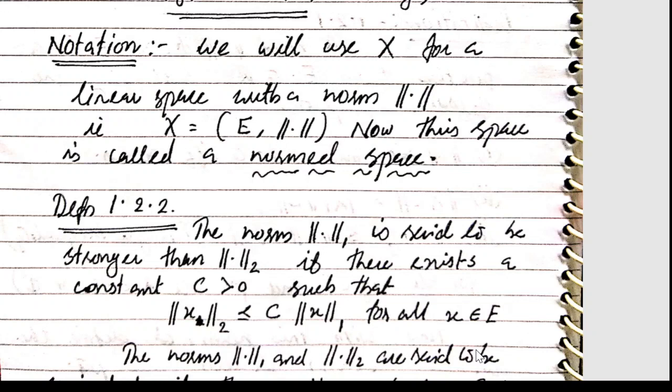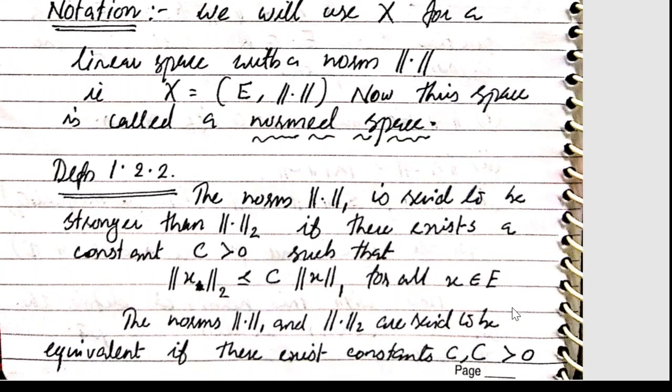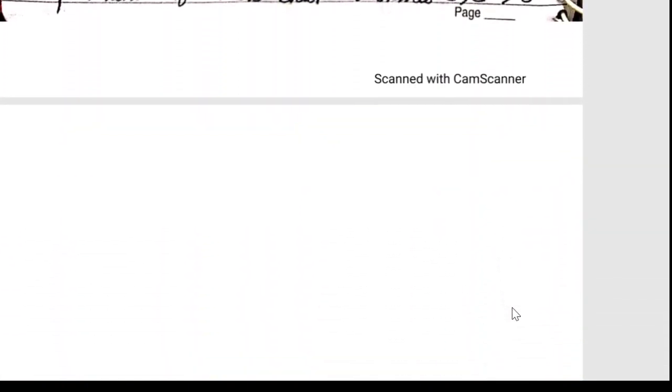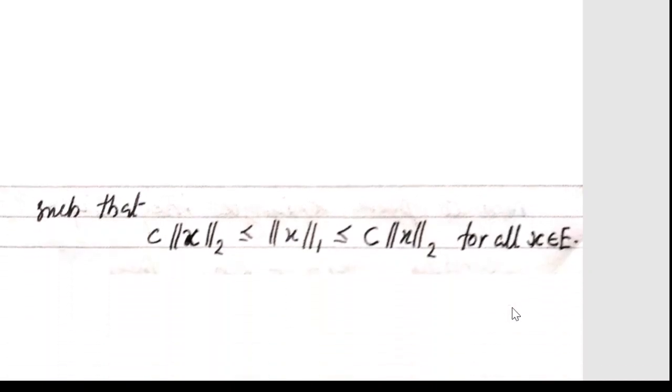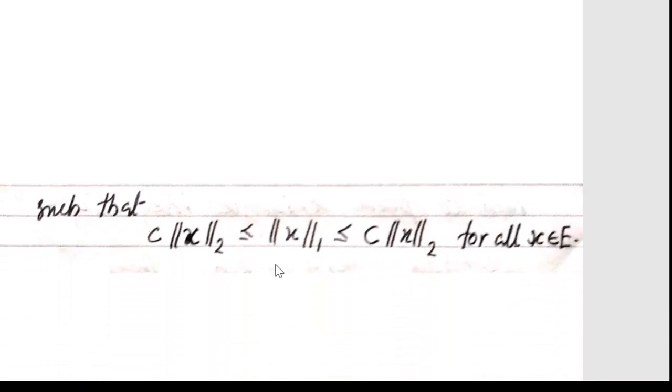Now the norm 1 and norm 2 are said to be equivalent if there exist constants small c and capital C both greater than 0 such that c into norm of x with respect to the second norm should be less than or equal to norm of x with respect to the first norm, which is less than or equal to capital C into norm of x with respect to the second norm, for all x belongs to E.